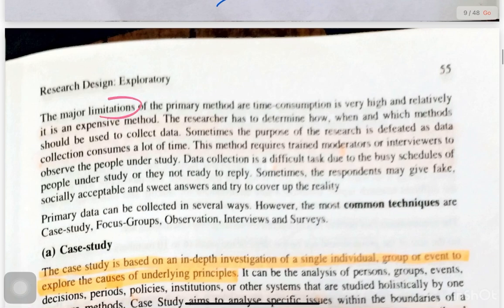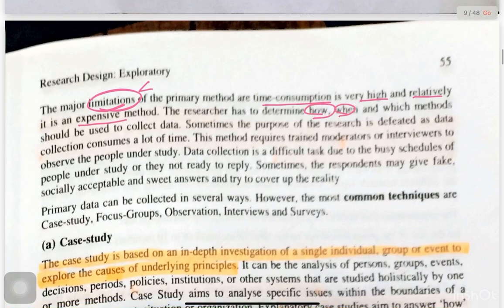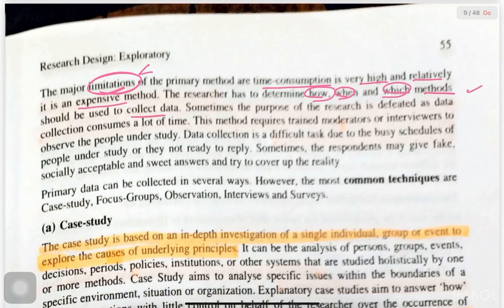But the major limitation is of course the cost in terms of time as well as money. So in the primary method, the time consumption is very high, and relatively it is a very expensive method. The researcher has to determine how, when and which method needs to be used to collect the data. We discussed this in the very beginning of this topic. Sometimes the purpose of research is defeated as the collection consumes a lot of time. This is the main problem with this kind of data collection method.